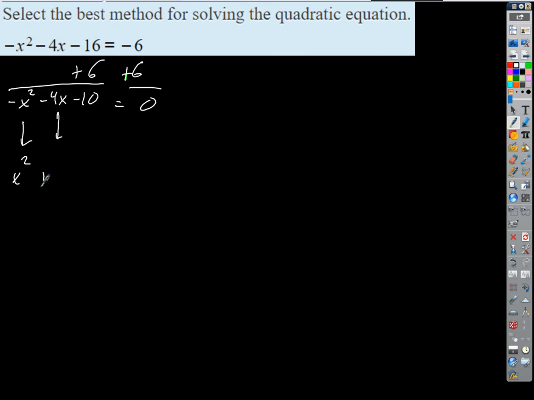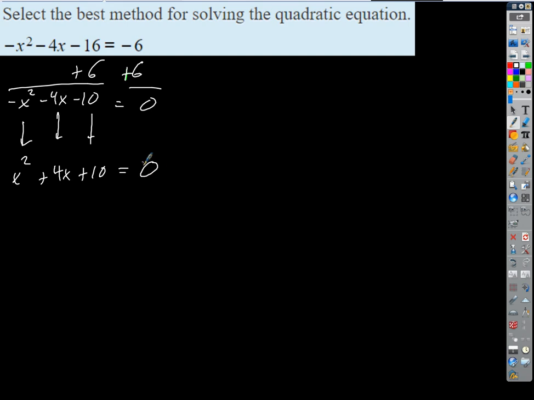How about this guy? Add 6. Well, we can push everything over here, but this time let's just add 6 to both sides. Which gives us 0. On this side, I get negative x squared minus 4x minus 10. Okay, what's the other thing I need to do, though? Got to make it positive. So we'll multiply both sides by negative 1. So that term becomes positive, that term becomes positive, that term becomes positive.